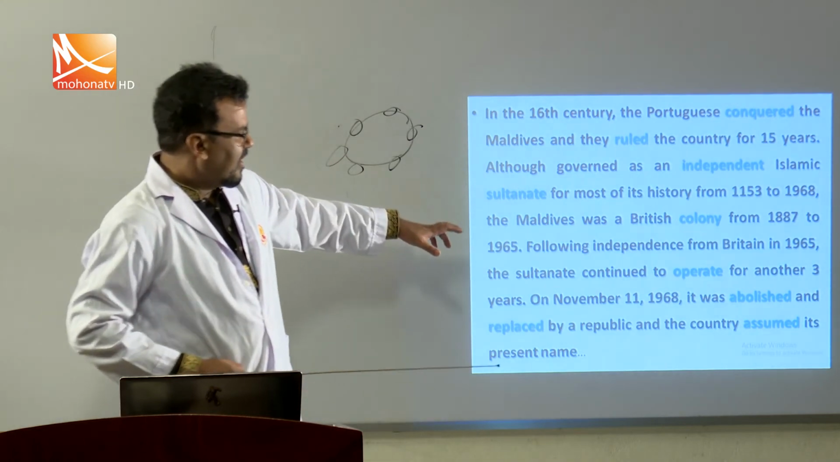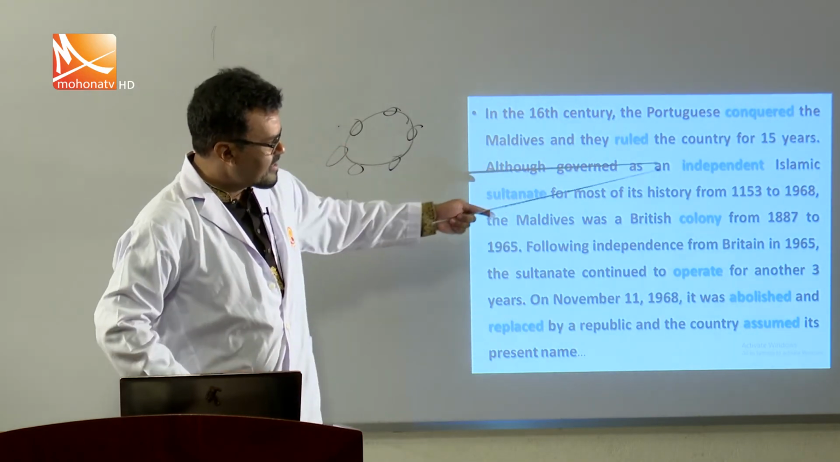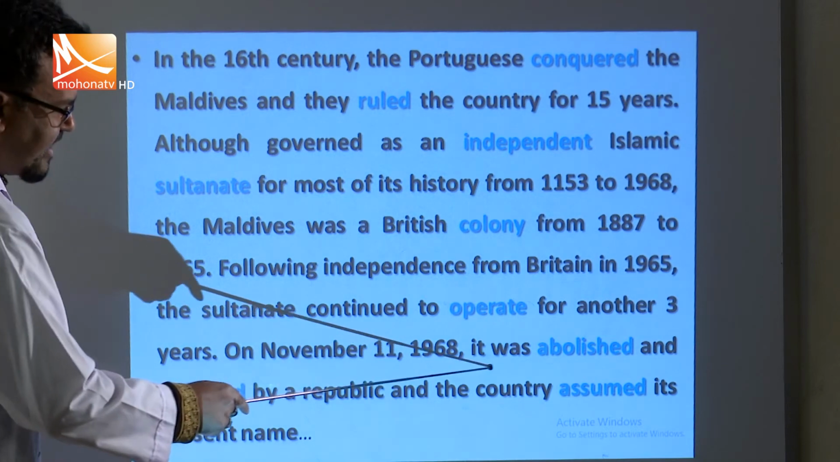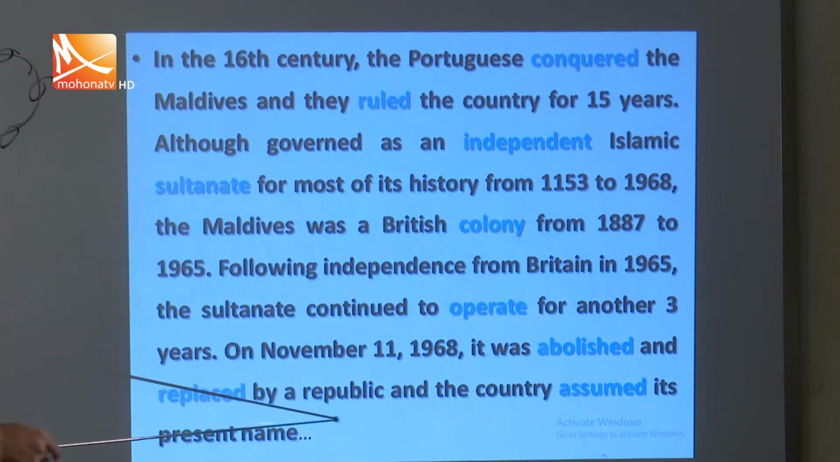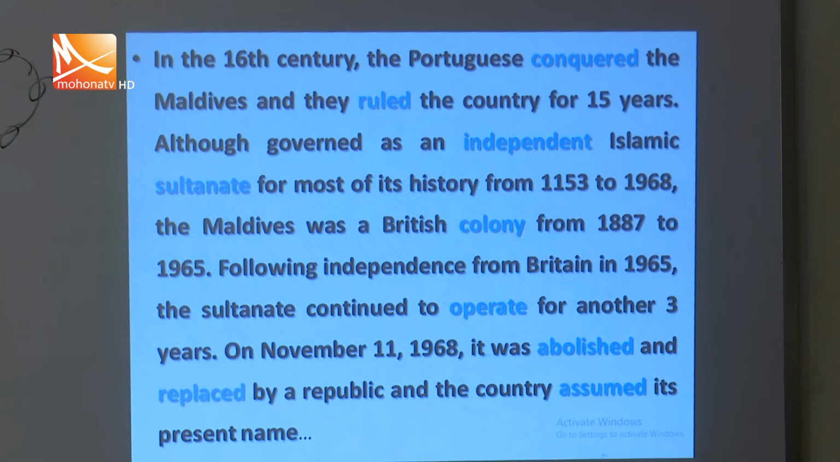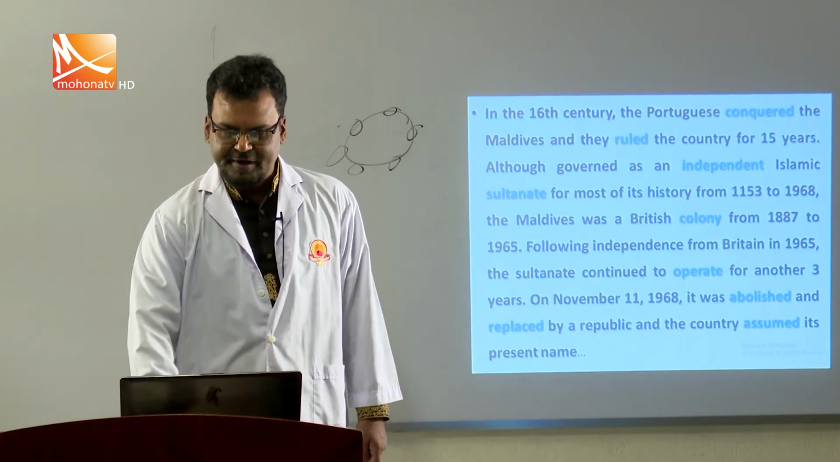So the Sultanate was 15 years here and another 3 years here. So in total 18 years the Sultanate was prevailing in the Maldives. And on November 11, 1968, it was abolished and replaced by a republic, and the country assumed its present name. So since 11 November 1968, the sultanate went, it was abolished, and the Republic of Maldives, this name they accepted, and it is now continuing.